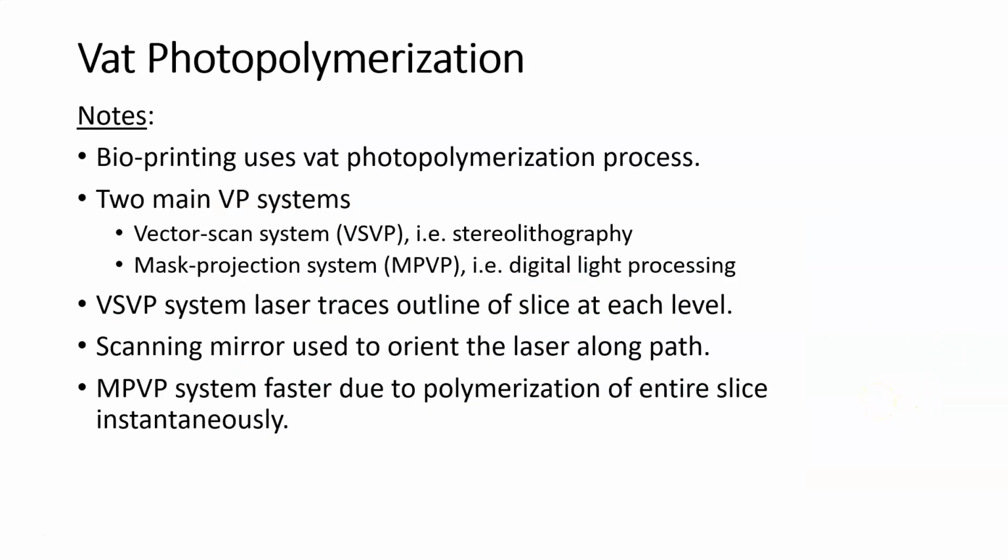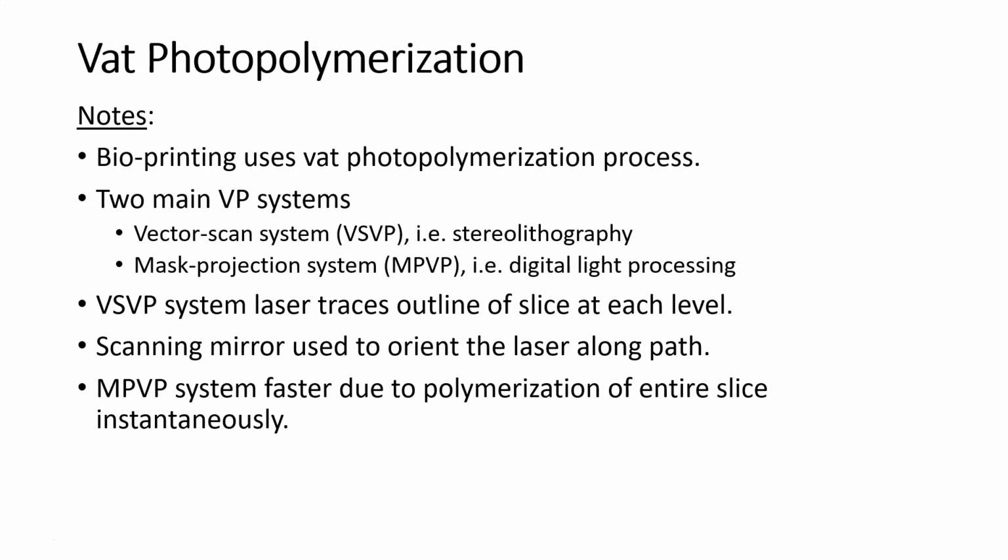Some notes about vat photopolymerization. Bioprinting uses the vat photopolymerization process almost exclusively. All right. And we're not talking about building medical models. We're talking about actually bioprinting cells and organs and things like that. Okay. So it uses vat photopolymerization.